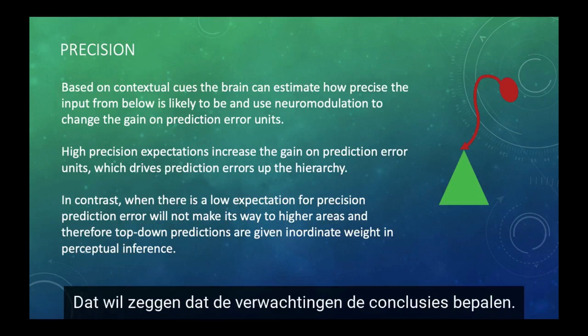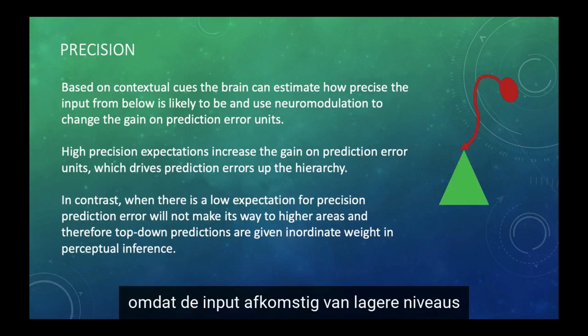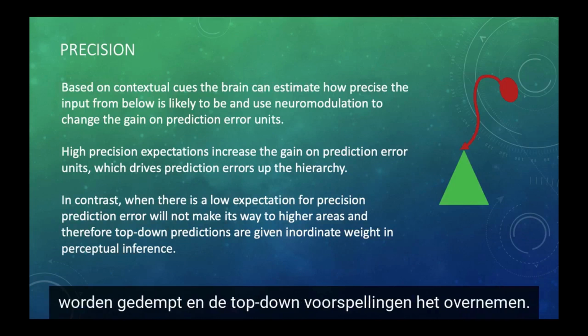The top-down predictions take over, and that is more classically thought of as hallucination, because the input from lower levels has been dampened down, and the top-down predictions are taking over.